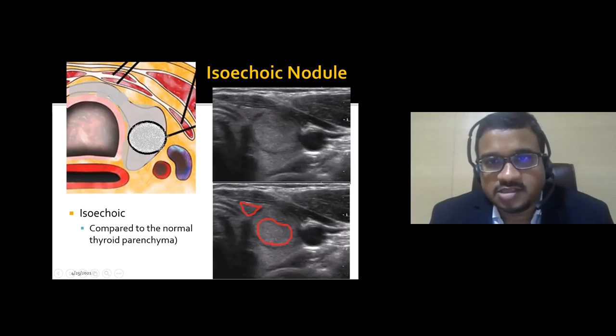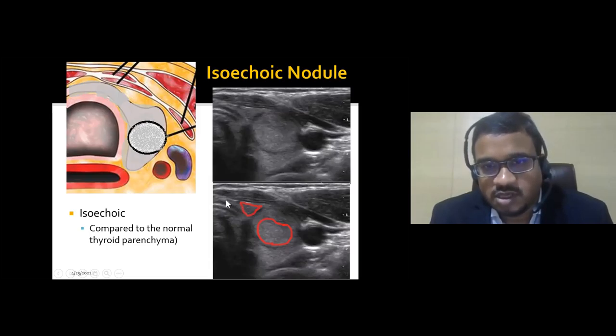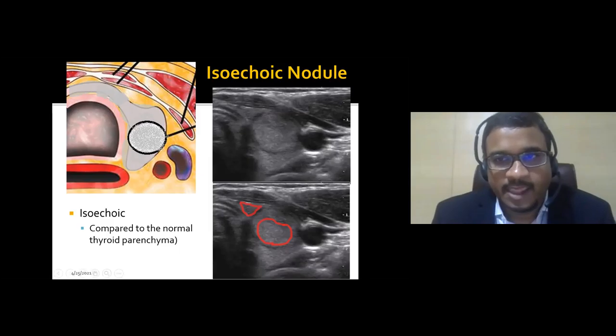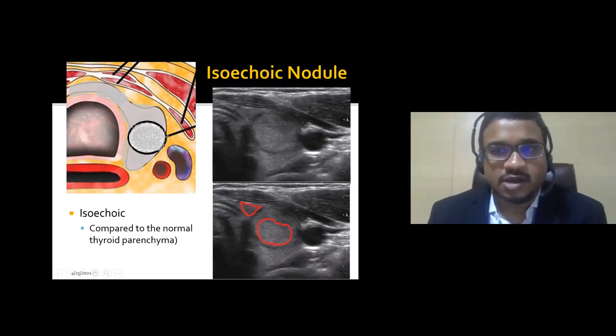Here again, this is the thyroid gland, and this part is the nodule. So the echogenicity of this nodule is similar to the sliver of normal thyroid tissue here. So this becomes an isoechoic nodule. And this is, as you know, the carotid artery.